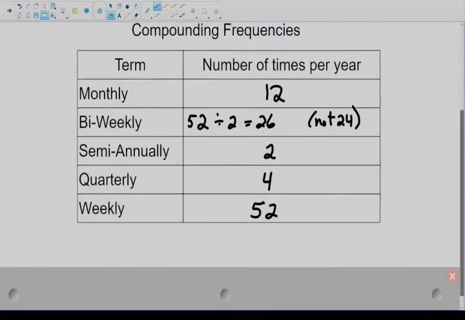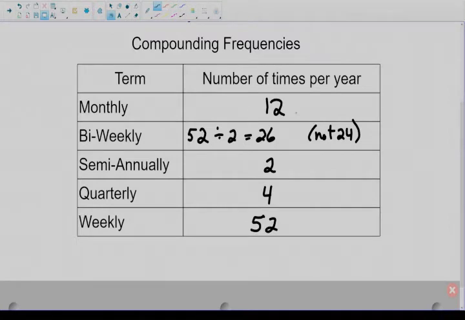So, when you're compounding, you're going to have one of those words. Now, I didn't put yearly. I guess I could put it at the bottom here. Yearly is the easiest one, and that just means once per year.